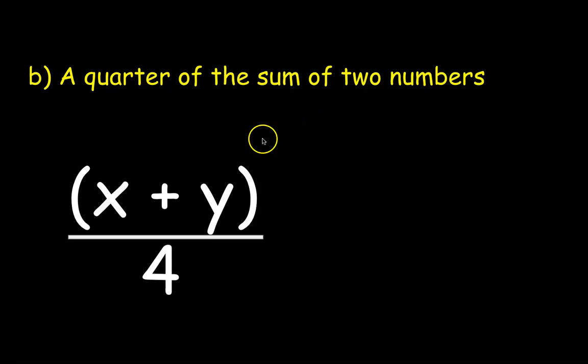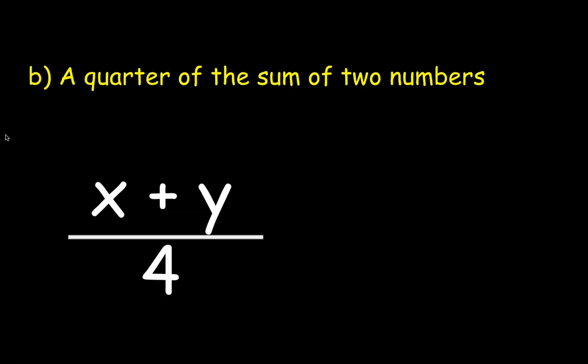Right, there's the sum of two numbers, x plus y. And I divide the whole lot by 4. You could do it like that, because it's not necessary to have the brackets, but if you have them, that's great. Right, so there's the sum of two numbers, and to get a quarter of that, we divide by 4.